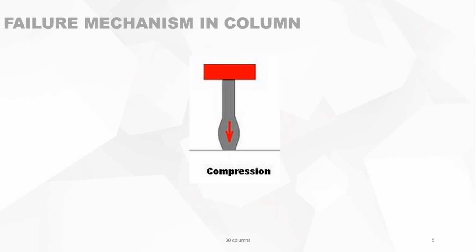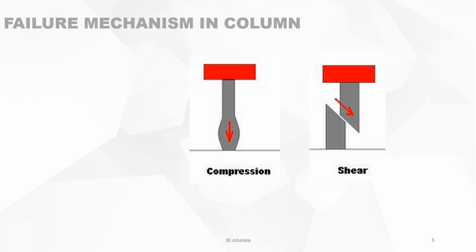There are three types of failure mechanisms in a column. The first one is compression. When the compression stress is too high, the concrete will be crushed. A second failure mode is due to shear. And the third one, which is the most dangerous one, is buckling.